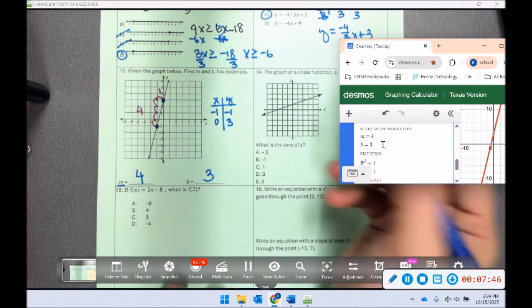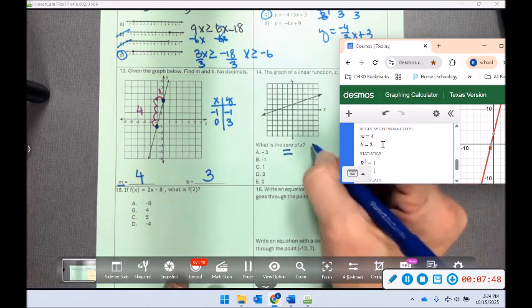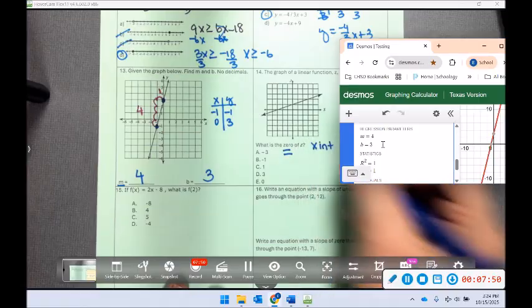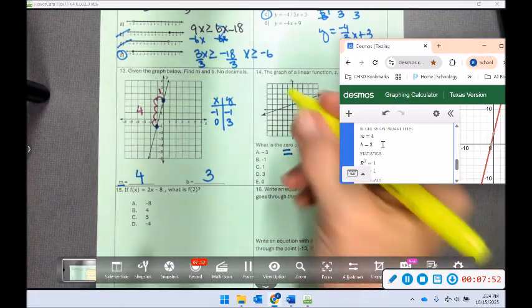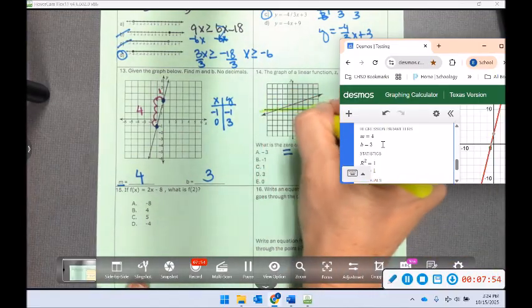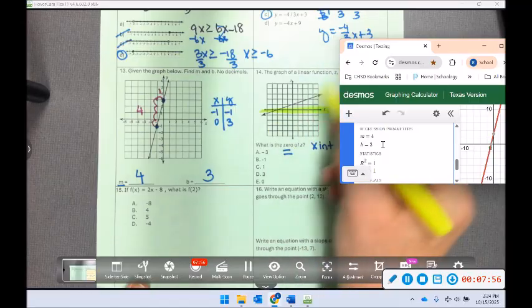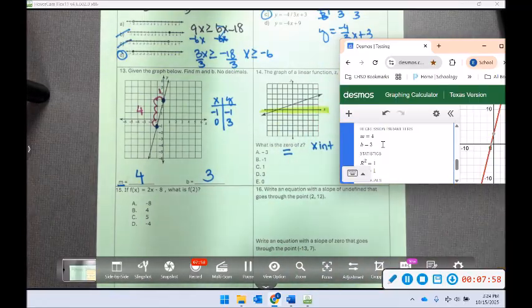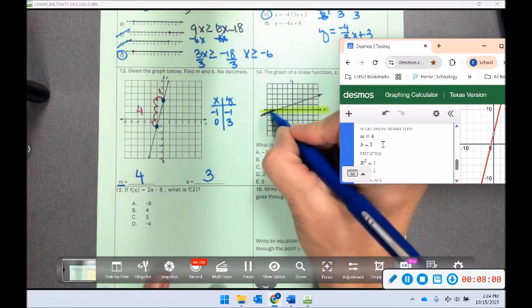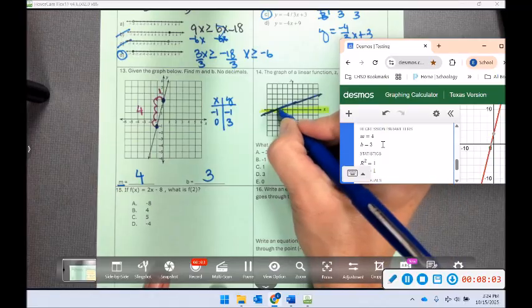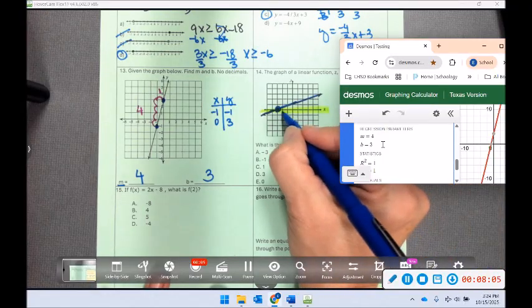Number 14 is asking you for the 0. You have to remember 0 means x-intercept. This is my x-axis right here. So I'm wanting to know, where does this line right here touch the x? It touches the x right there at negative 3.